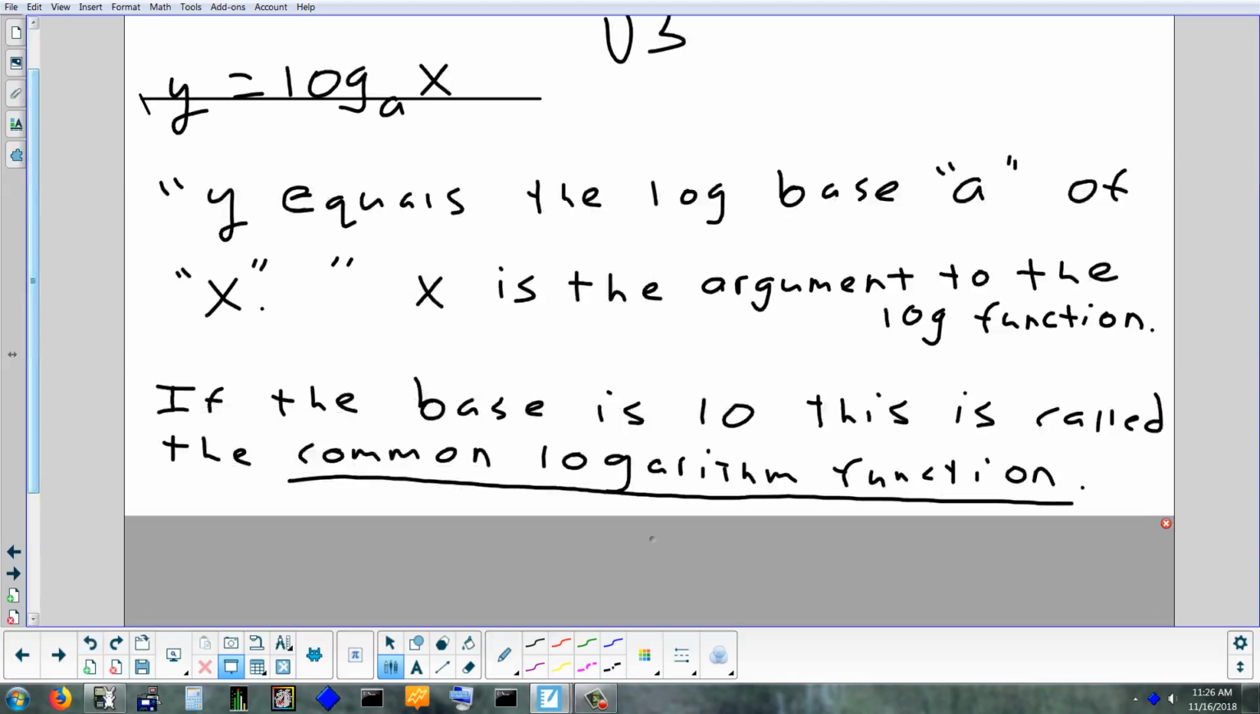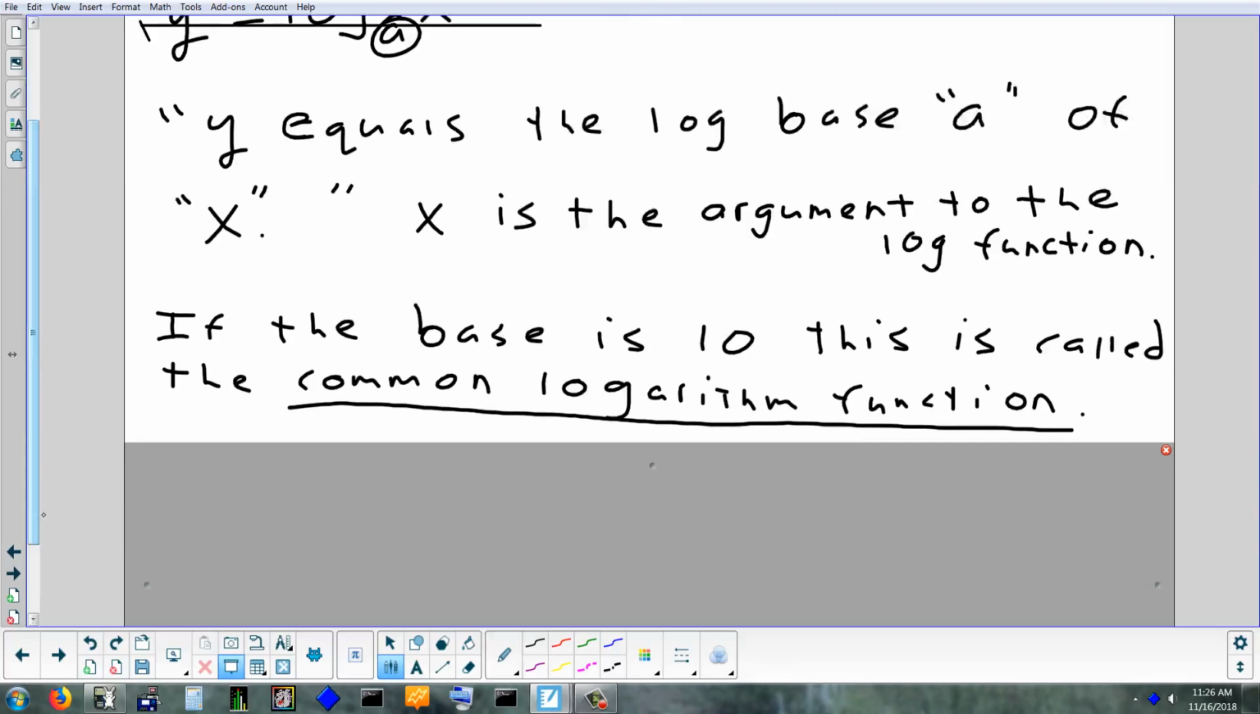Now, if the base is a certain number, in fact, 2 special numbers, we have a name for it, but only 2 numbers. If the base is 10, that's called a common logarithm, or a common log. And base 10 is one of 2 bases that the calculator can do by pressing a single button. I'll show you the button in a second.